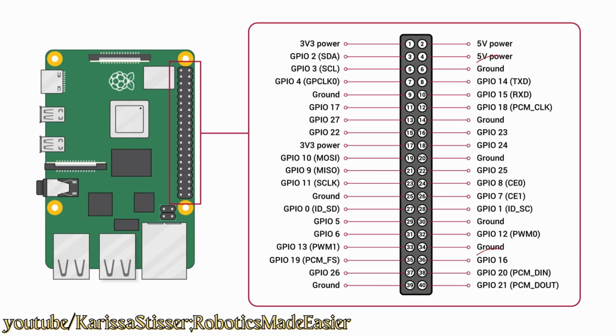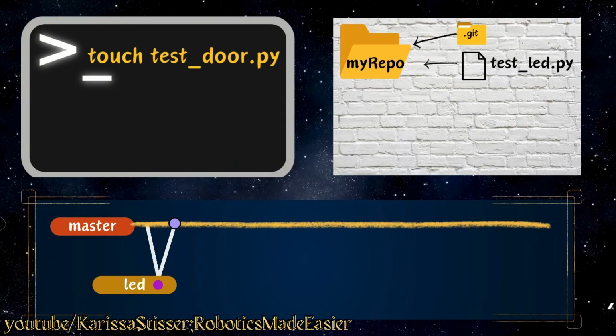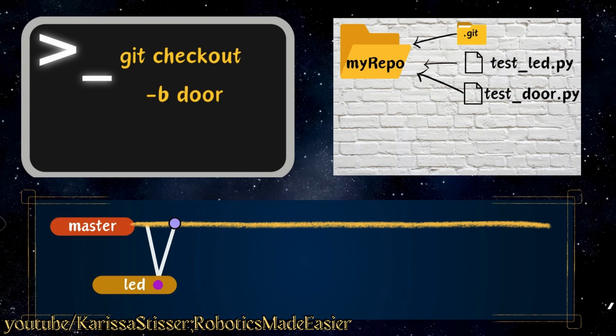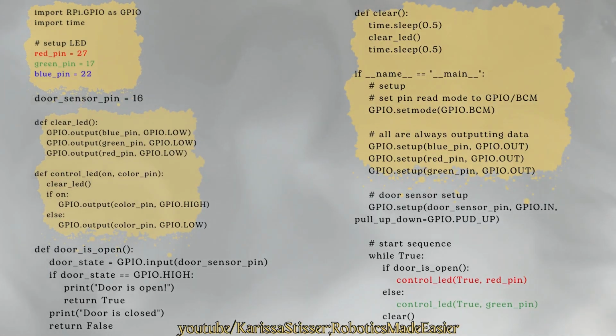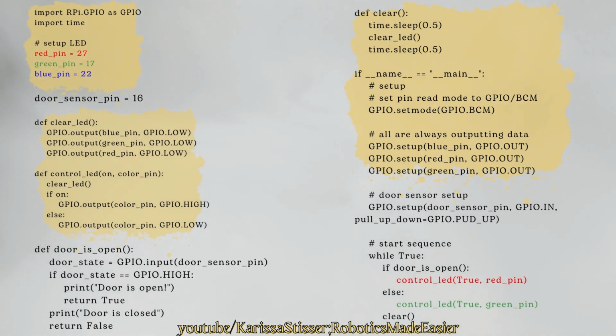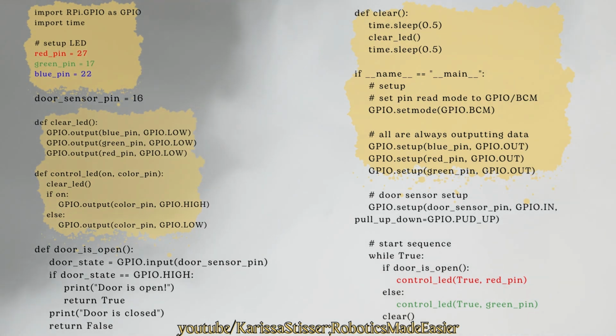So now we're going to program the open door close sensor, and we've connected the pins to 16 for the information reading and ground. And so we're just going to turn the LED red if the door is open and then green if the door is closed. Let's create a new file test door for the code and check out a new branch called door. A lot of the code in this program is the same, like reading in library, setting the RGB GPIO pins, the clear LED, control LED, and clear function, setting the GPIO mode to BCM, and setting the RGB to outbound mode so we can control it.